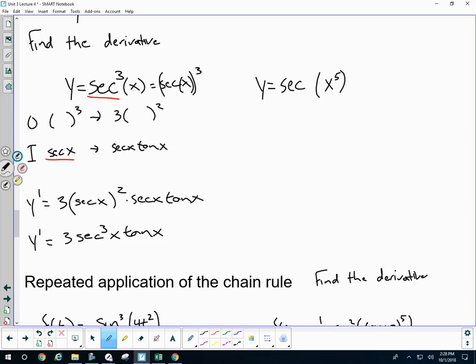Easy simplification there. Let's take that secant squared, multiply by the other secant. We have secant cubed x tan x. For the one on the right, the reason why I use secant again is because in this case it is the outside. Secant of stuff, where the inside is the x to the fifth.